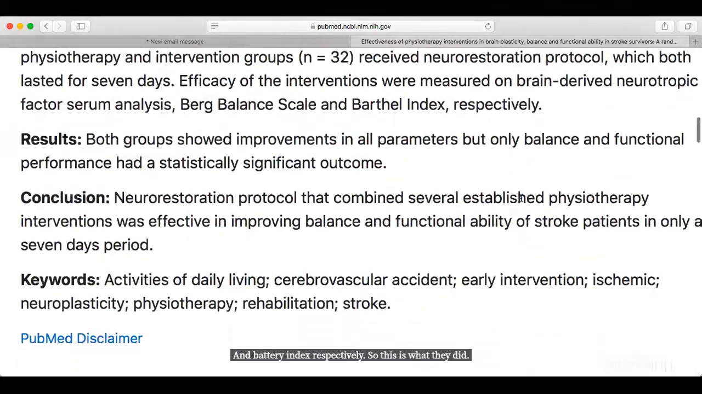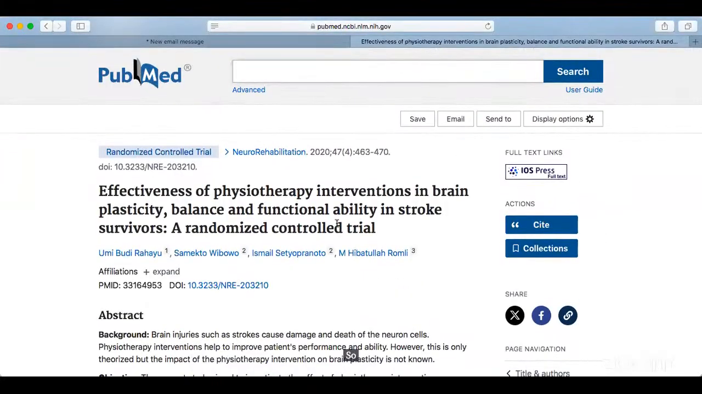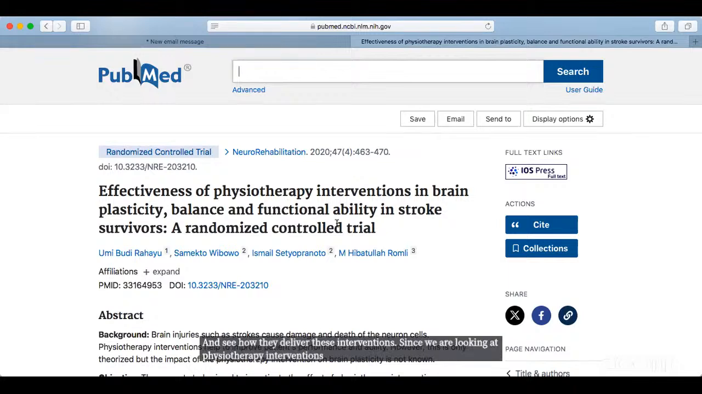So let's now see if we can get a full text of this article so that we'll go to the full text and see how they delivered these interventions. Since we are looking at physiotherapy interventions that improve brain plasticity, in your patient, you want to improve brain plasticity. Initially, you didn't know any intervention that you are going to use to improve brain plasticity. Now you have seen some. Let's see how they are applied so that we can now take it and apply it on our patient.